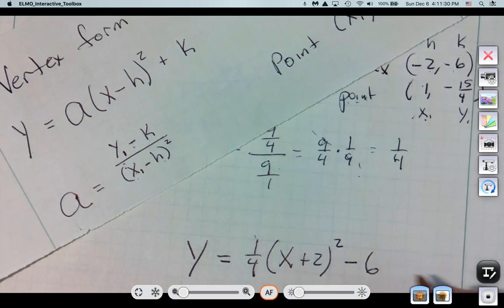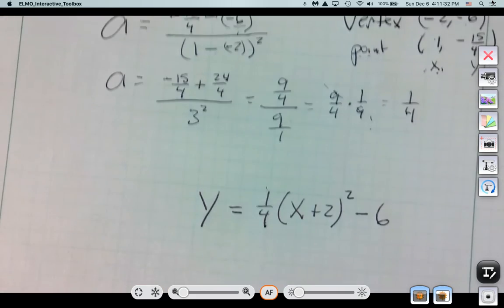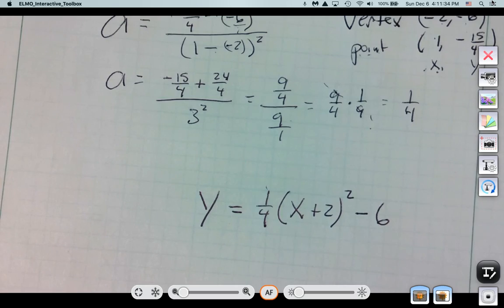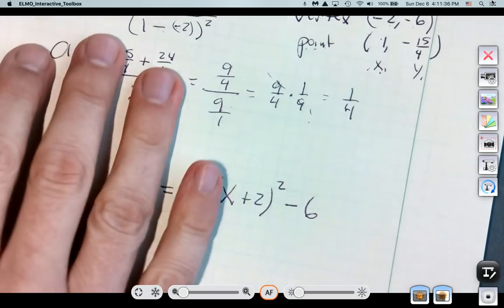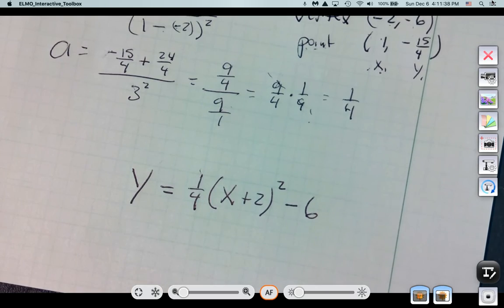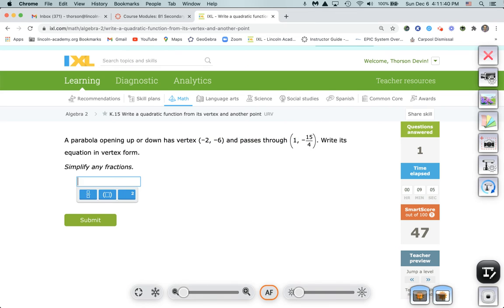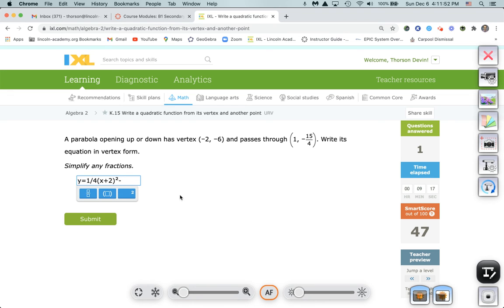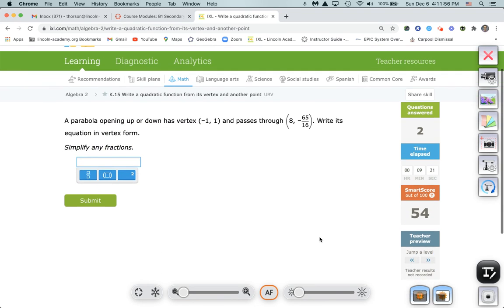So minus 6. So now I'm going to go type in that expression into Excel. So take a moment to write that down so you don't forget it. I have it written in front of me so I can still see it. y equals 1/4, parentheses, x plus 2, parentheses, squared, minus 6. And lo and behold, excellent, we did it right.